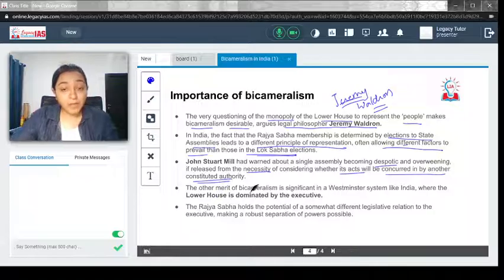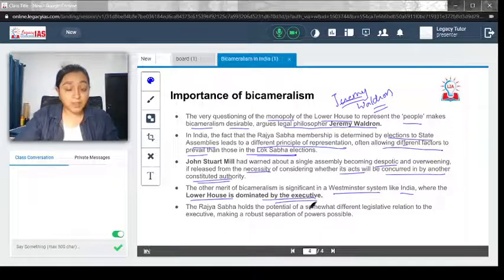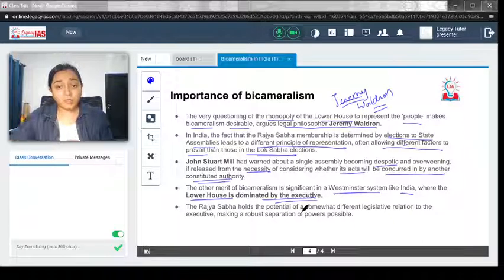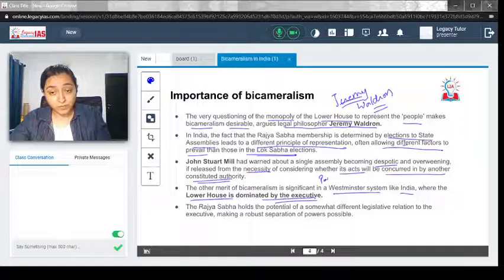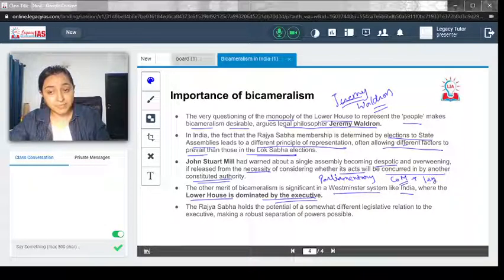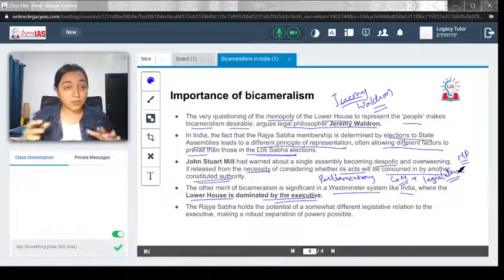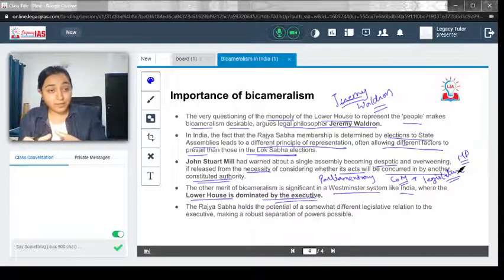The other merit of bicameralism is significant in the Westminster system like India, where the lower house is dominated by the executive. What does it mean? The Westminster type of system is, in other words, the parliamentary form of government. What does parliamentary form of government mean? That we have a council of ministers who are very much part of the legislature, right? The council of ministers are not different people, they are the MPs only. They are the executive and they are the legislators also.